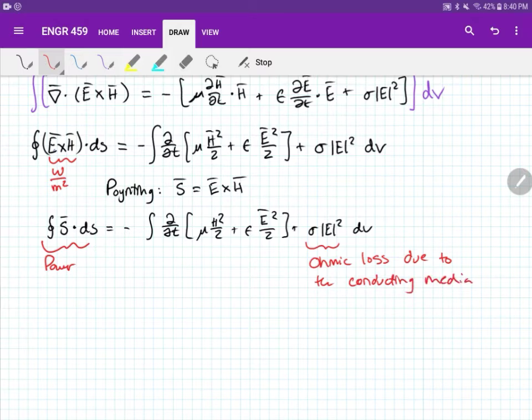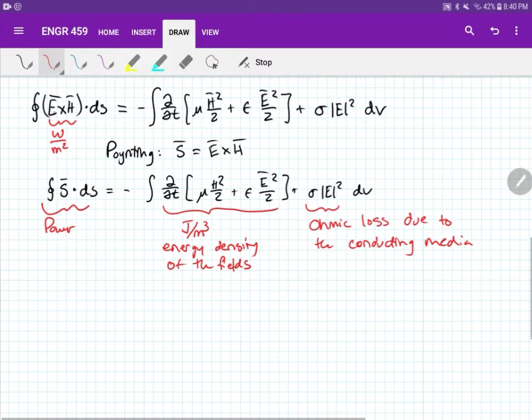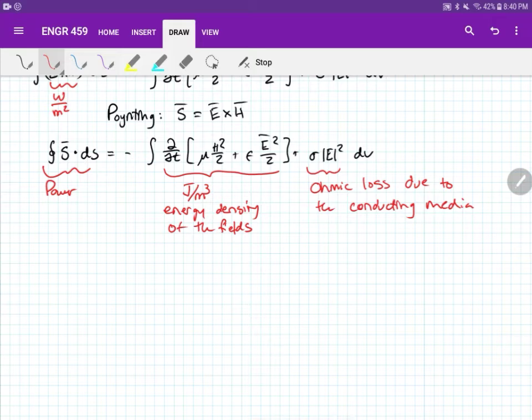And then the other term on the right side, this has units. If you look at it, because you have volts squared, amp squared, this is going to have units of joules per meter cubed, or energy density. So this term is equal to the energy density of the fields. And because we're taking the time derivative, it'll then be equal to power. Take the volume integral, it'll be equal to watts as well.